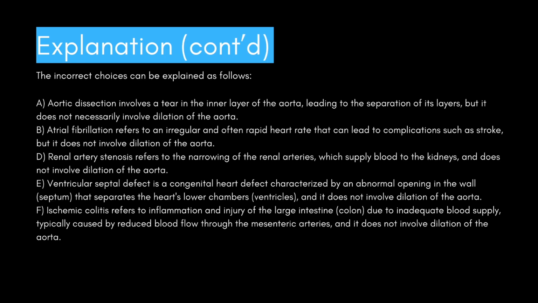Aortic dissection often involves a tear in the inner layer of the aorta, leading to separation of its layers, but it does not necessarily involve dilation of the aorta. Atrial fibrillation refers to an irregular and often rapid heart rate that can lead to complications such as stroke, but it does not involve dilation of the aorta. Renal artery stenosis refers to the narrowing of the renal arteries, which supply blood to the kidneys, and does not involve dilation of the aorta.